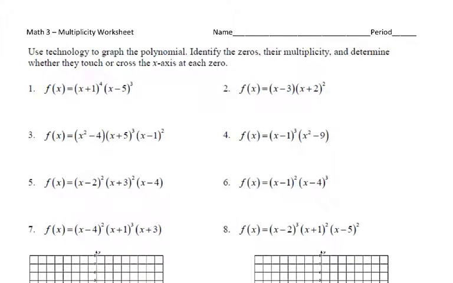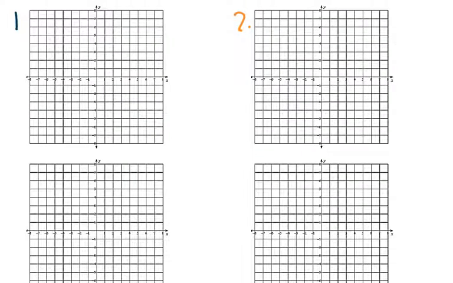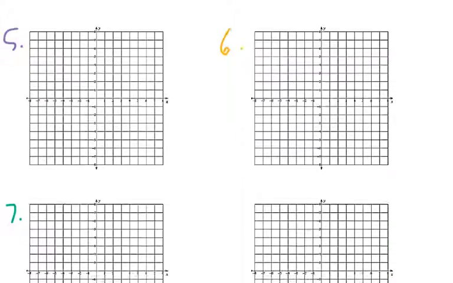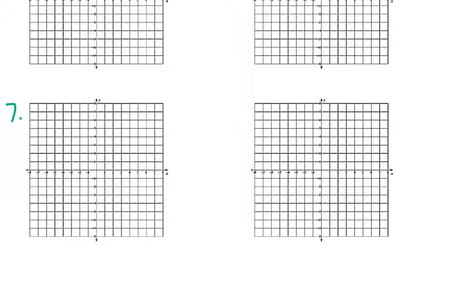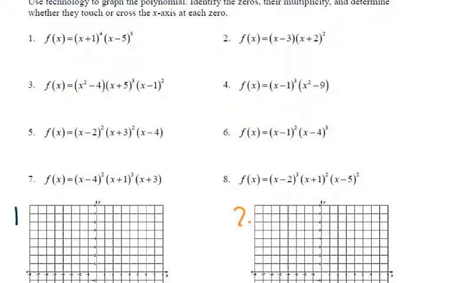So we've got some graphs here, for number 1, 2, 3, 4, 5, 6, 7, and 8. Alright, so let's start with 1. We've got to do our end behavior first.